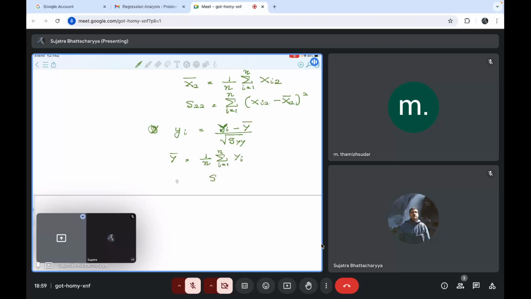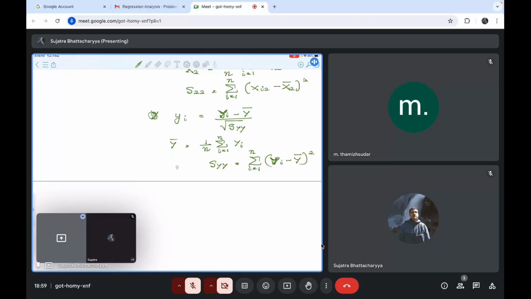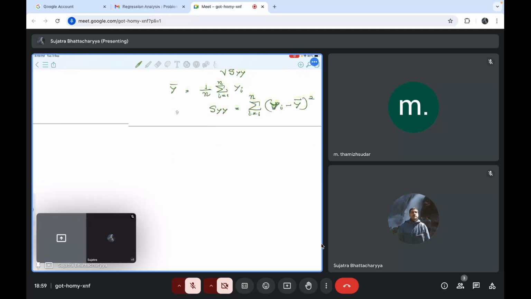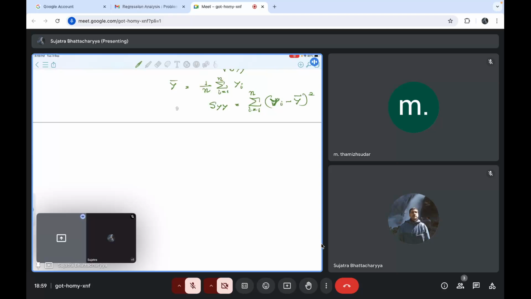And what is Syy? Let me complete it here only. This is summation, i equal to 1 to n, (yi minus y bar) whole square. This is, I think, nothing but the SS total. Yes, Syy and SS total are the same. So this is the kind of standardization technique which we use.